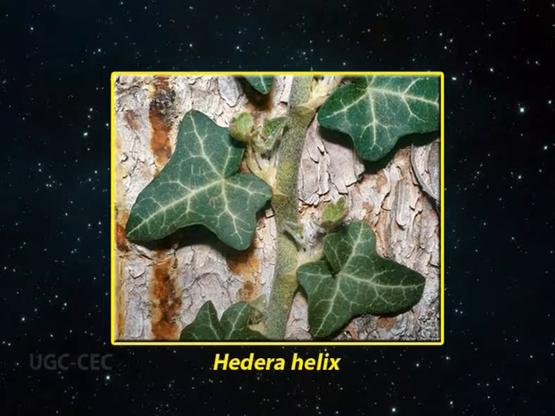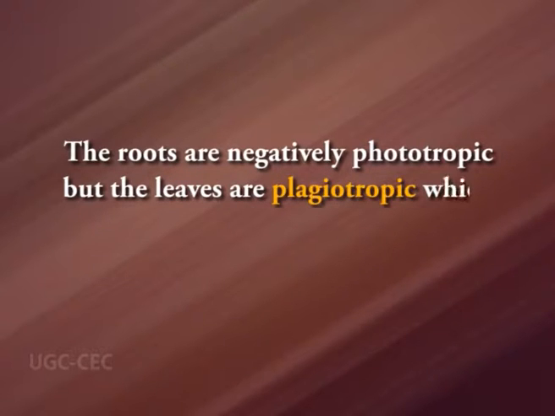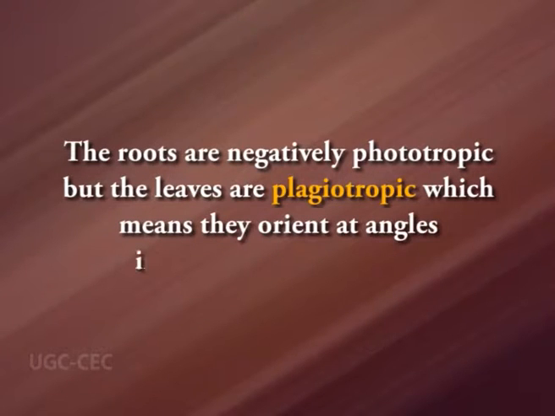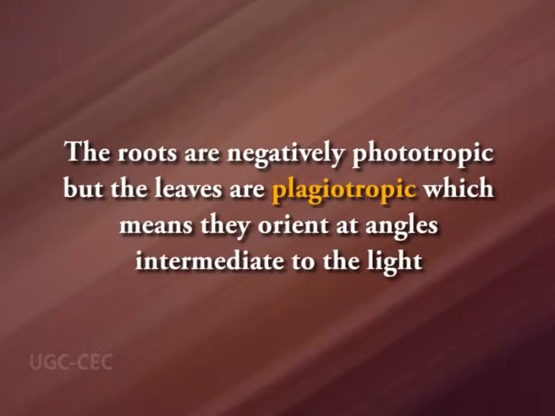However, the stems of ivy, scientifically known as Hedera helix, during their juvenile stage, are negatively phototropic. But the older branches here show positive phototropism. Generally, the roots in plants are negatively phototropic, but the leaves are plagiotropic. What does this plagiotropic mean? It means that they orient at angles intermediate to the light.